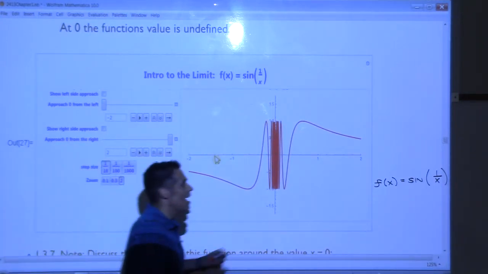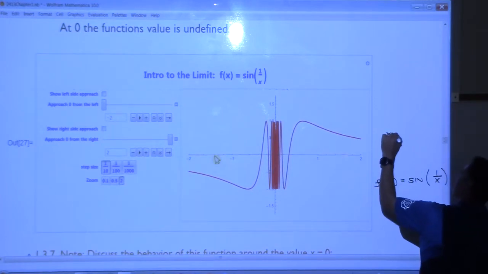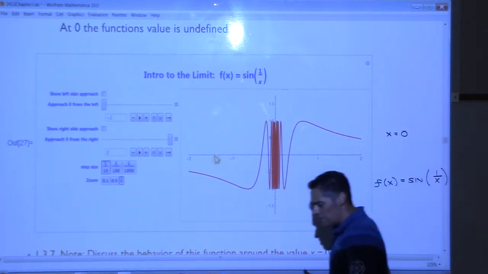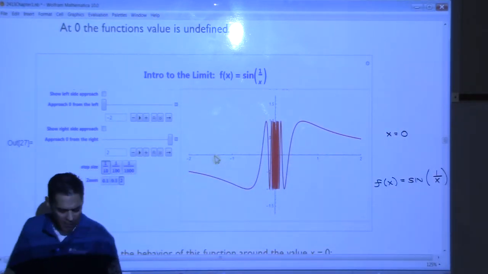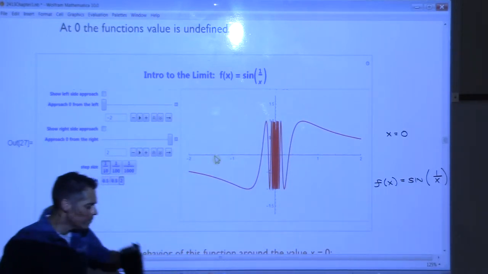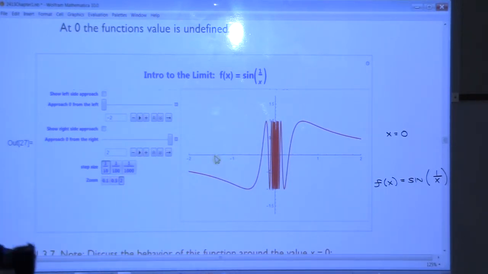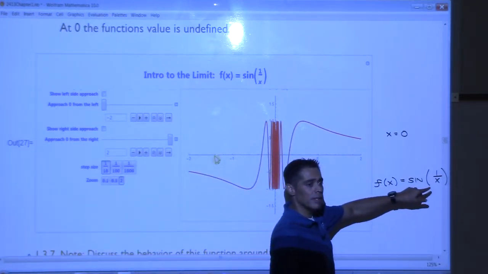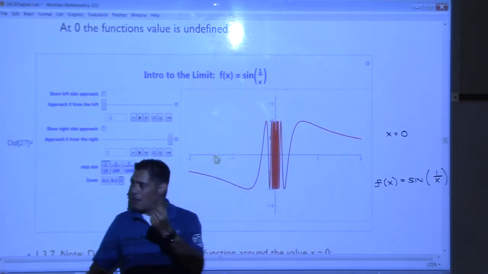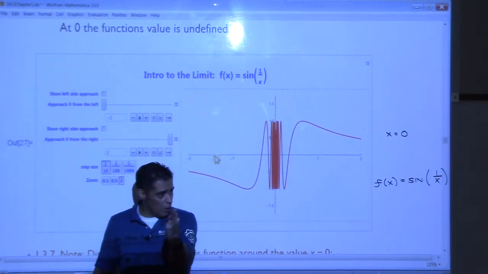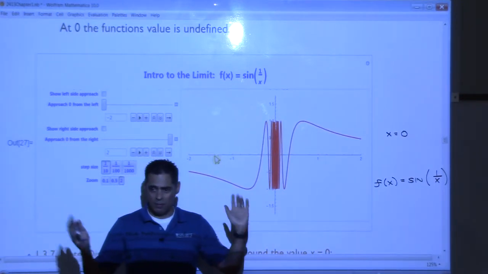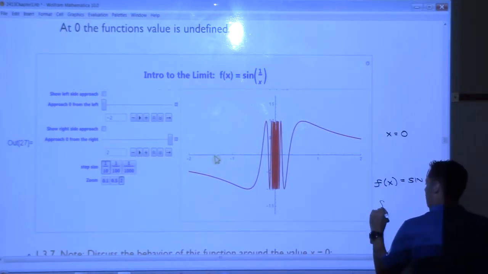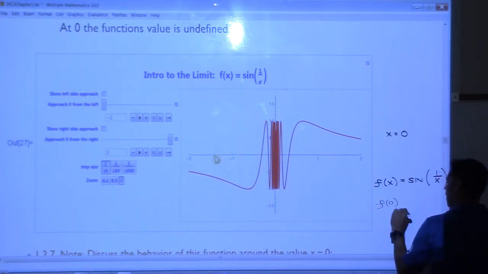I'm interested in what's happening at 0. So, at 0, what's going on with this function? It's all over the place, is the best way I can explain it. At 0, though, plug 0 in here. What are you going to get? It's undefined, right? So algebraically, 0 in, we don't have an answer. So f of 0 is undefined.